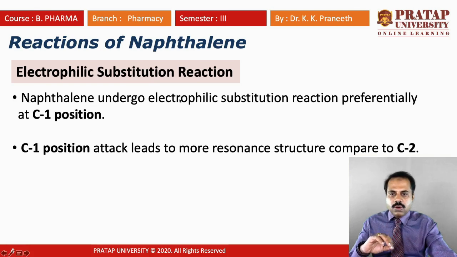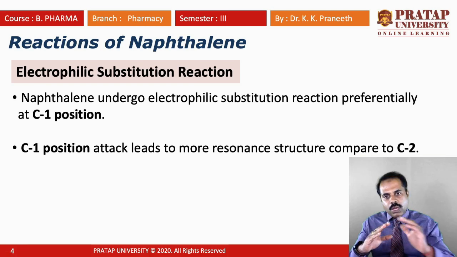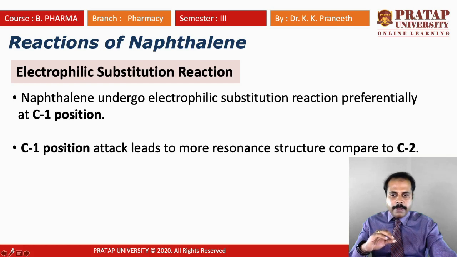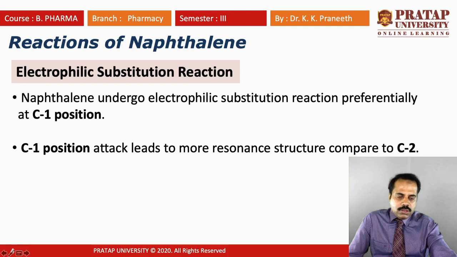So naphthalene undergoes electrophilic substitution reaction preferentially at the C1 position. We already know the numbering scheme of the naphthalene, right? Which one is the first carbon, second carbon. So electrophilic substitution reaction occurs at the C1 position. C1 position attack leads to more resonance structures compared to C2 attack. This is a very important point to note.